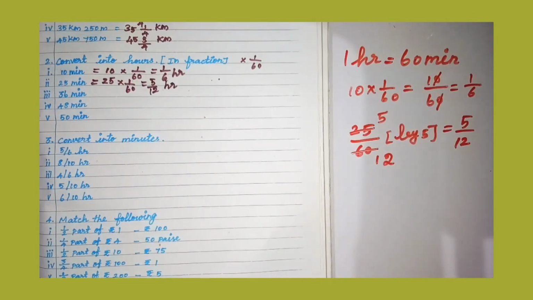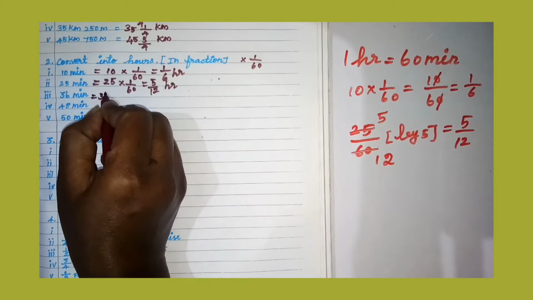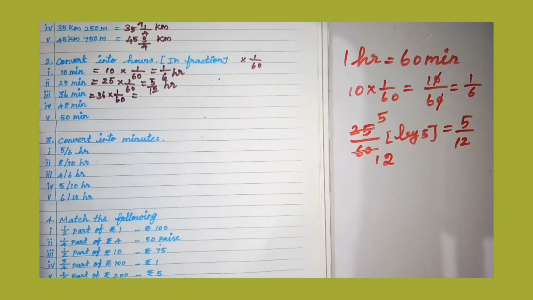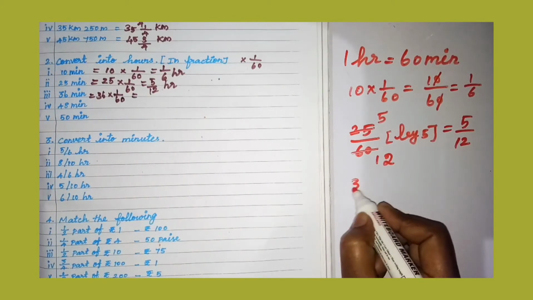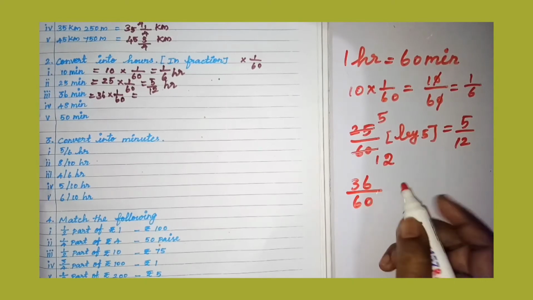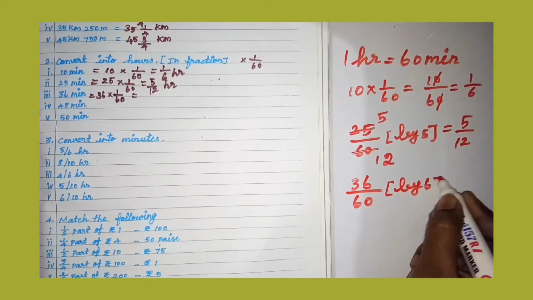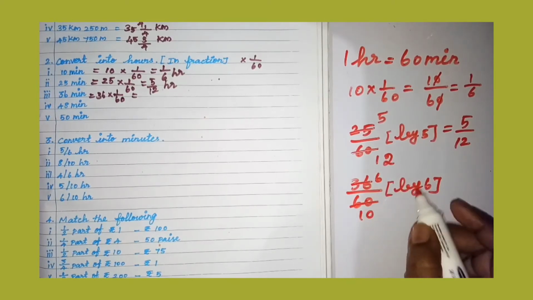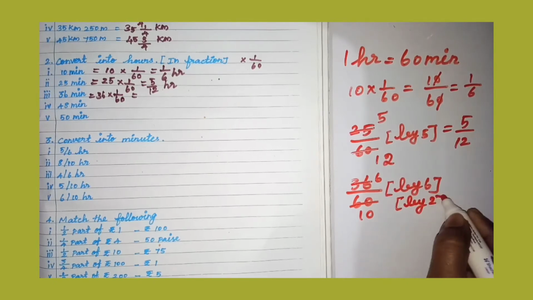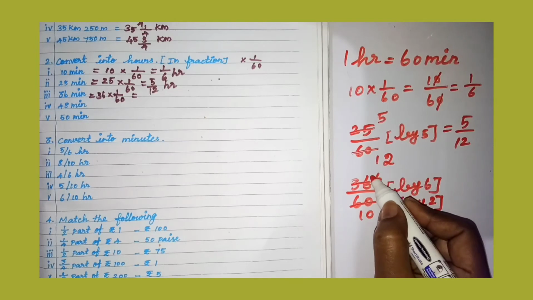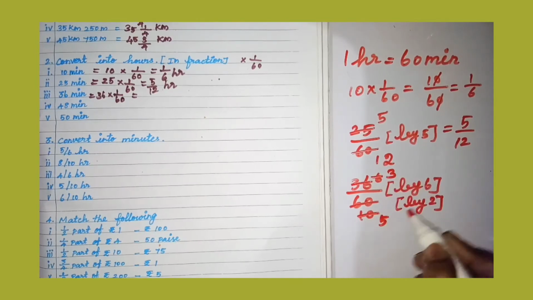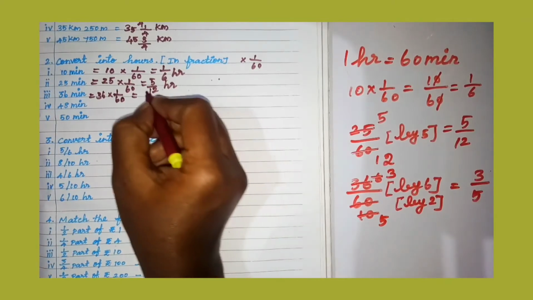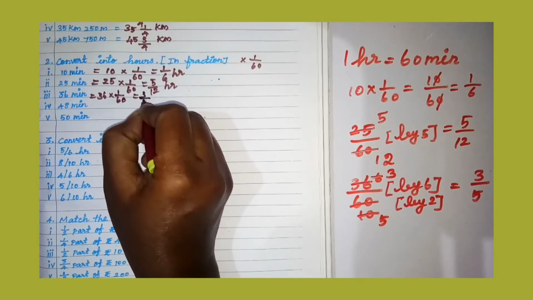Third one, 36 minutes. So this one we write 36 into 1 by 60 formula is equal to 36 into 1, 36 divided by 60. So take 6 table. 6 6s are 36, 10 6s are 60. Again we take 2 table. At the same table too we have to cancel the value. 3 2s are 6, 5 2s are 10. So the answer is 3 by 5 hour.